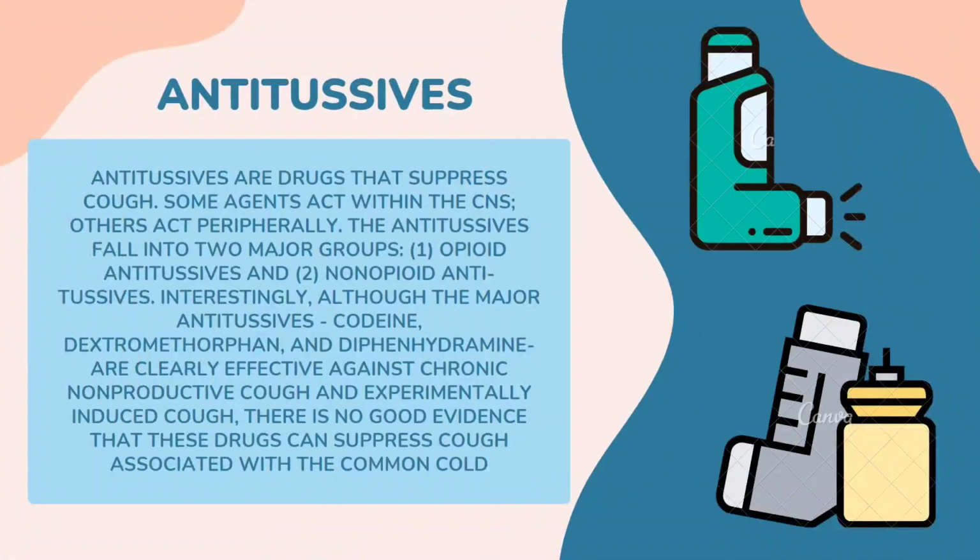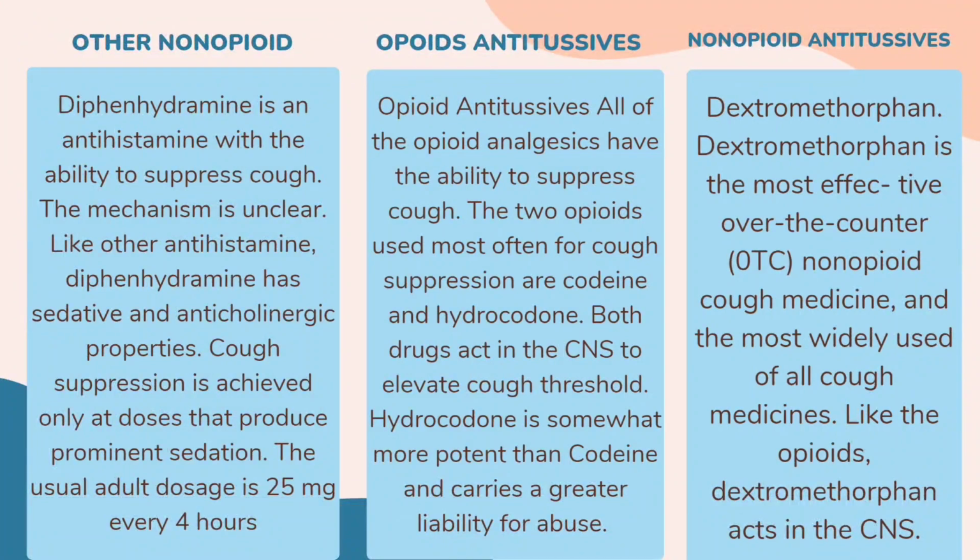The drugs for cough are antitussives, or drugs that suppress cough. Some agents act within the CNS, others act peripherally. The antitussives fall into two major groups: first the opioid antitussives, and then the non-opioid antitussives. Among the non-opioids, diphenhydramine is an antihistamine with the ability to suppress cough.